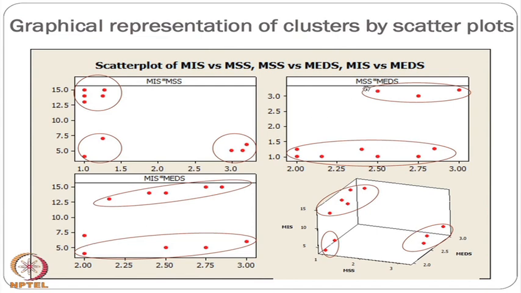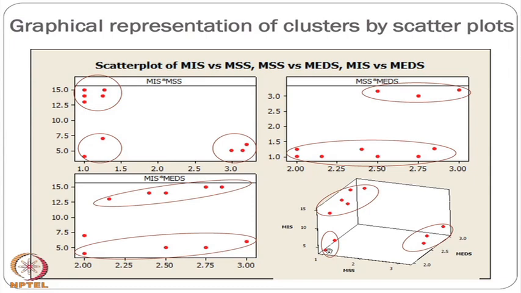Now, if you go by the other one, MSS versus MEDS, you see two clusters, but you may question what the guarantee is that these are making one cluster, because they are spread out. From the MSS point of view they are almost at the same level, but from the MEDS point of view there is huge variability. Now, if you combine all three together, you are getting three clusters.